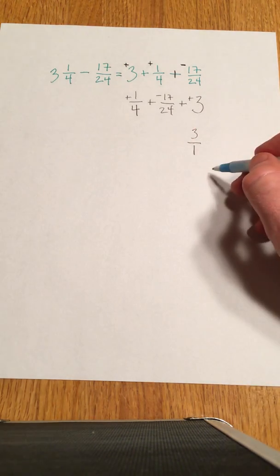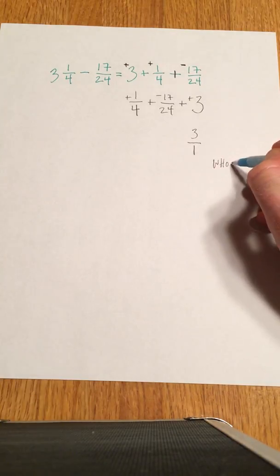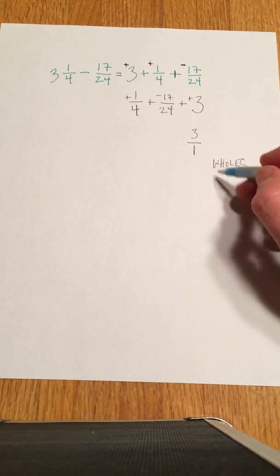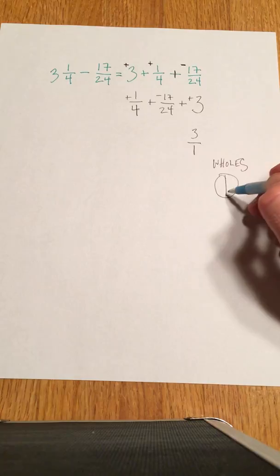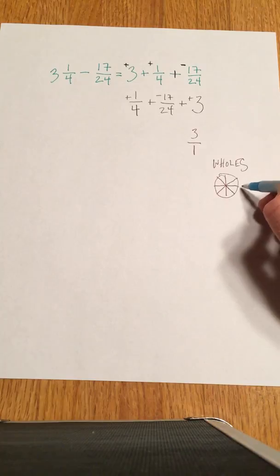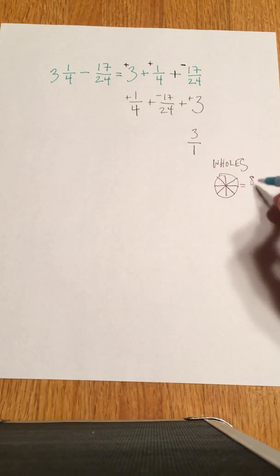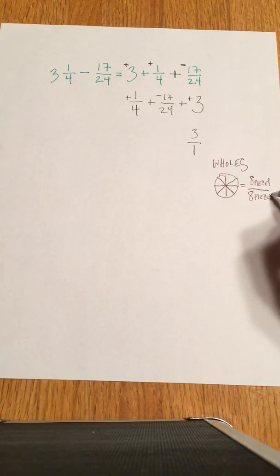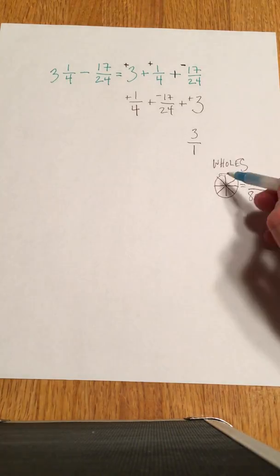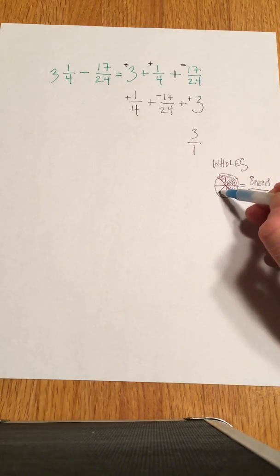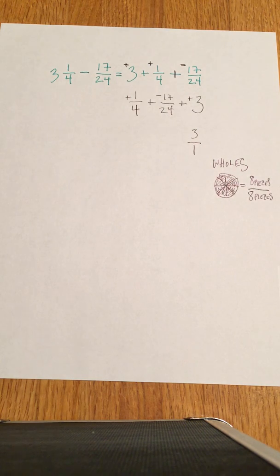So this would be like 3 pizzas, for example. In this case, this pizza has 8 pieces, and out of 8 total possible pieces, so I have 1 whole pizza. It's just one way to look at it. 1, 2, 3, 4, 5, 6, 7, 8.